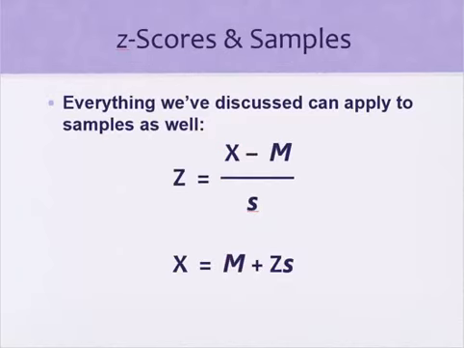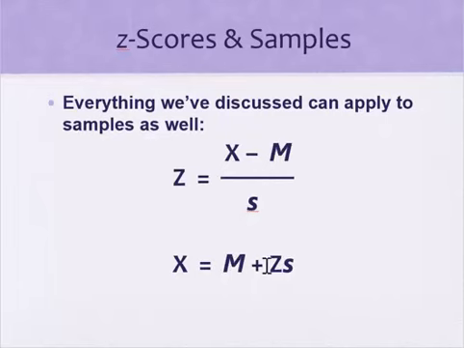So everything that we've been talking about can also apply to samples. In fact, it's a bit artificial, right? Because in reality, we've been working with sample data so far in this whole lecture, and we've just been pretending it's population data. But if you were running z-scores on a sample, everything's still the same, but instead of using Greek letters, you're using letters from the English alphabet, right? So X minus the sample mean divided by the sample standard deviation, and vice versa, right?